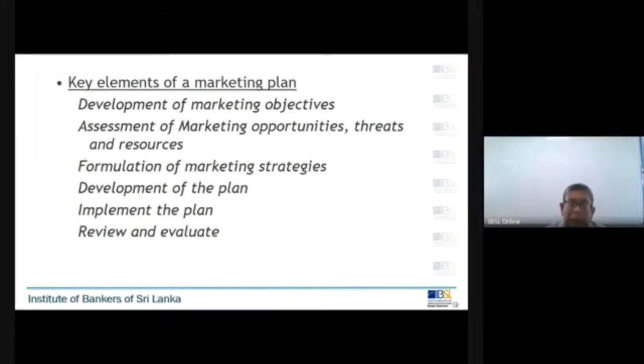That means sometimes we call audit or environmental analysis, whatever you call it, right? And then once you identify and analyze your environment, both internal and external, we are moving to develop strategies, and we execute the plan, and then we review and evaluate. So that's the marketing plan component.